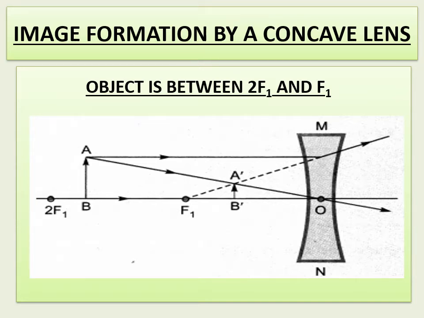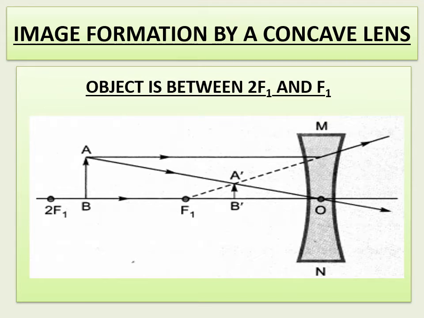And one more rule also we have to take. What is the second rule? A ray which is passing through optic center goes straight, nothing but undeviated. So these two rays meet at one point. Let that point be A dash. So the object is AB, the image is A dash B dash. So where you got the image is on the same side of the object placed. So that is the reason it is always a virtual and erect image that is formed.